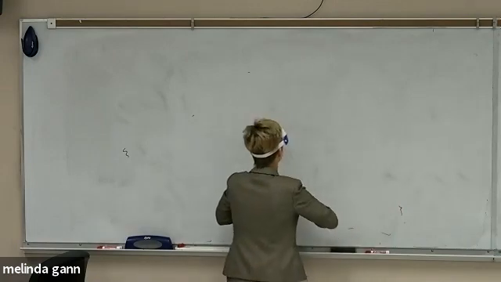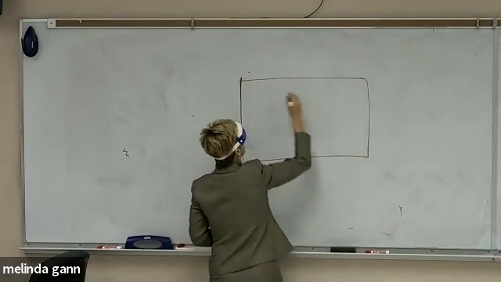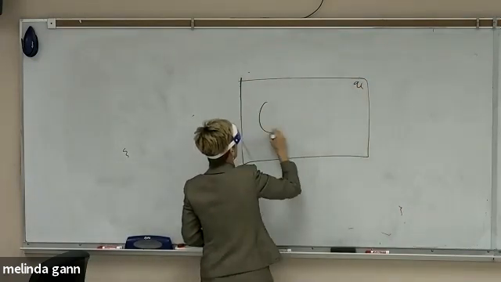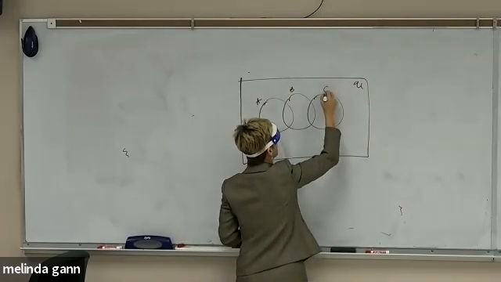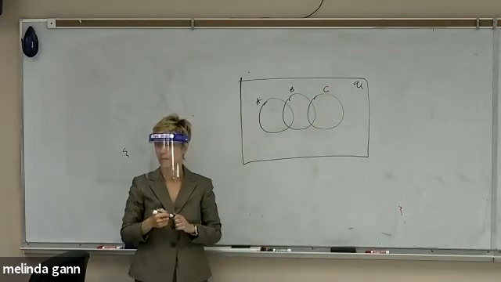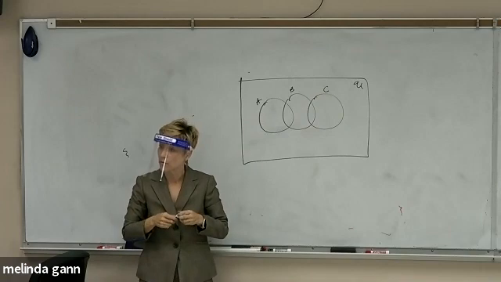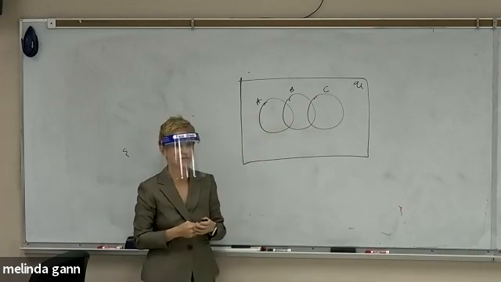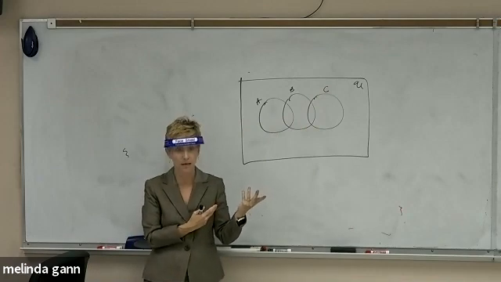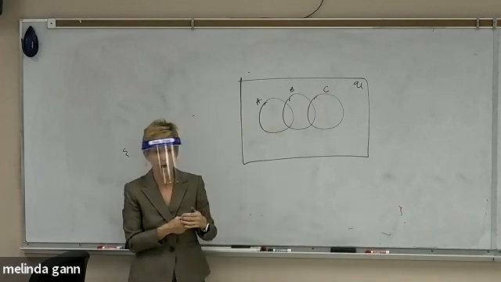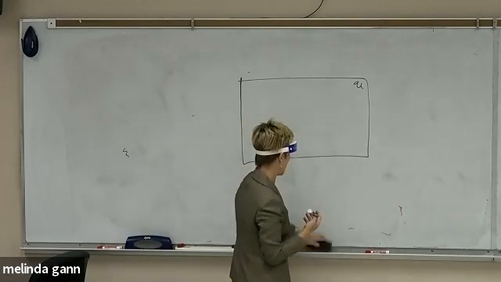If I had 3 sets, why is it not going to be okay to draw them like this? Why would that be a problem? Because what now? Yeah, what if A and C have something in common? I can't show it in the picture. Is everybody with me? All right. So, Kevin said I can't do that. So, what if I drew it like this?